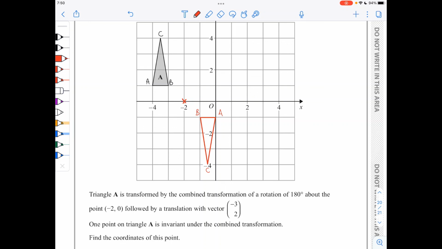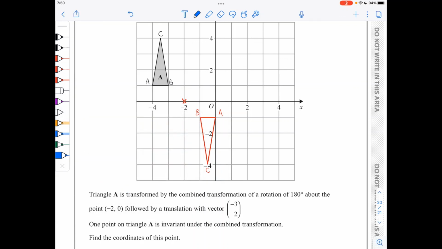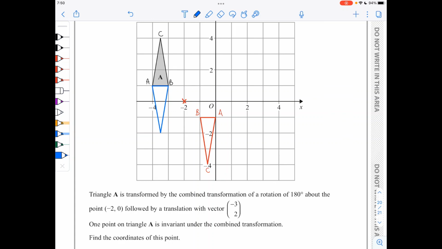Now this triangle is then translated through the vector negative 3, 2, which means that it will be moving 3 units to the left and 2 units up, and it's actually gonna go here. And we can now identify the new positions for A, B, C. So A has moved here, B has moved there, and C is the vertex over here. So this is A, B, and C.